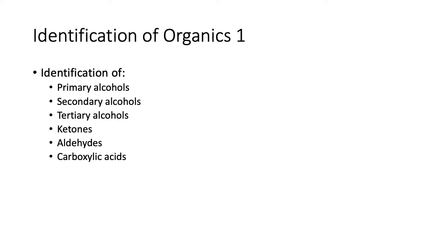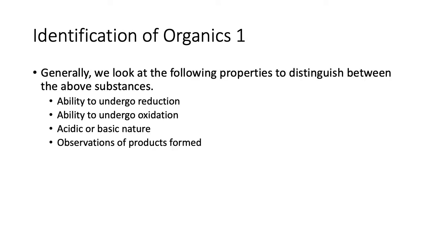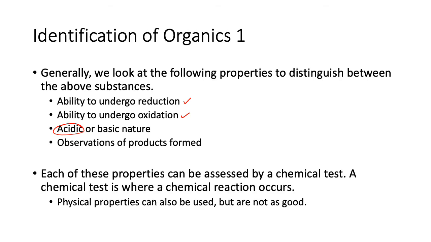So these things here are what we are going to identify, and so generally we are looking for the properties to distinguish them. Okay, and so these are the properties that we've discussed already. So in our videos about the various substances, we've gone through their ability to reduce, their ability to oxidize, their acidic nature right now, but later on we'll get into basic molecules and the observations of products formed. Okay, so each of these properties can be assessed by a chemical test where the chemical reaction occurs.